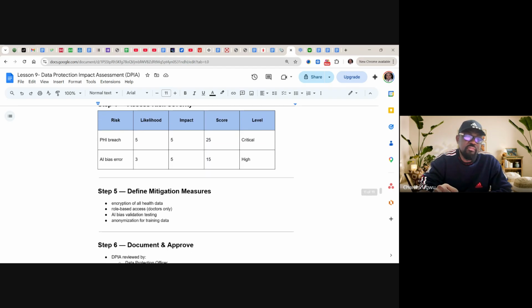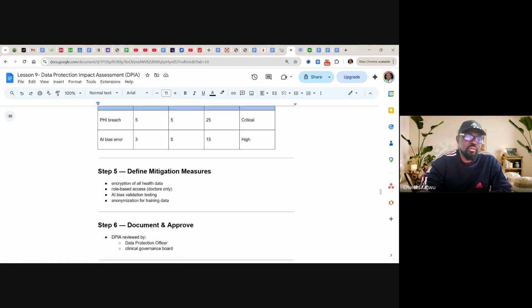5, define mitigation measures. How do we control this risk, reduce this risk, or even avoid the risk? The only way to do that is through mitigations. These are a number of mitigating controls or measures we have here. Here we need to carry out encryption of all the health data. Encryption.